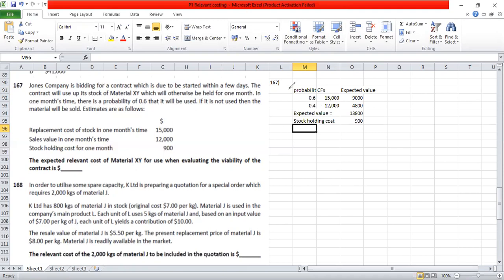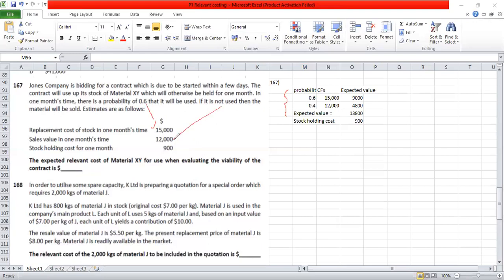We are looking at the probability of the material either being used by them. It says that Jones Company is bidding for the contract which is due to be started within few days. The contract will use up its stock material. When they use it, this 15,000 will be generated. The probability is 0.6.